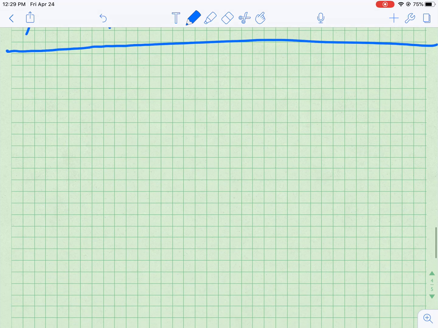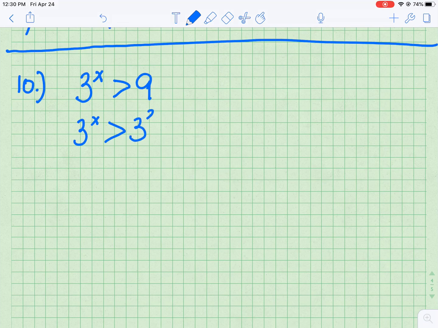Okay? So the first one is number 10. It's an inequality. So 3 to the x is greater than 9. Now, you always want to look and see what I've given you, because I've given you a hint to know what the base needs to become. So the base needs to become 3. So how can we make 9 written as 3 to an exponent? Yep, so it's just 3 to the second.